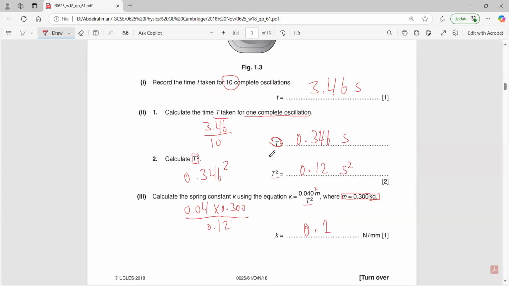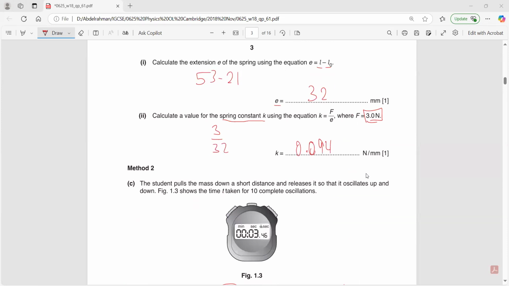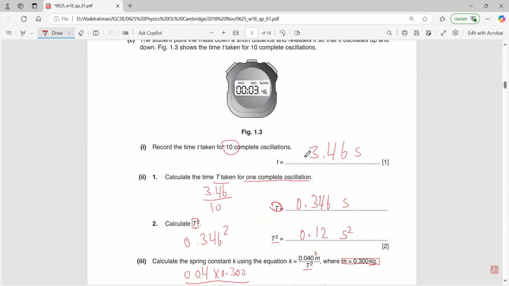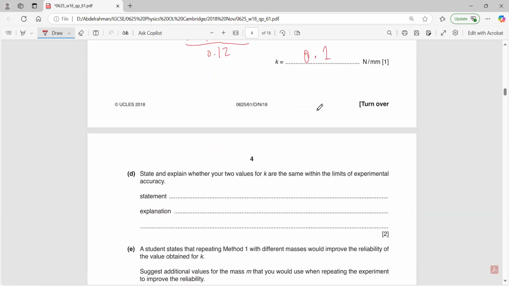That's it. So now we have another value for k. What is the value of k? 0.1. What was the initial value of k? It was 0.094. So we have two values for k, 0.094 and 0.1. Next question, he would ask you, are these two values the same or not? Are they equal or not?